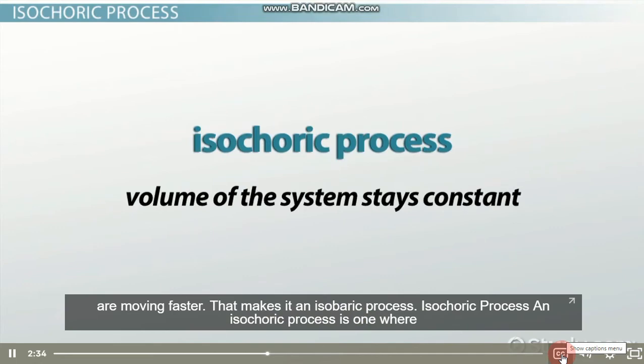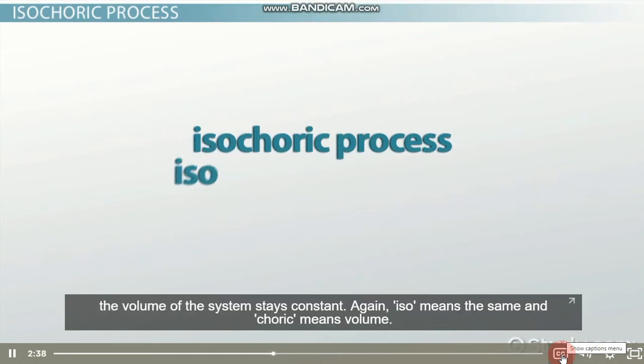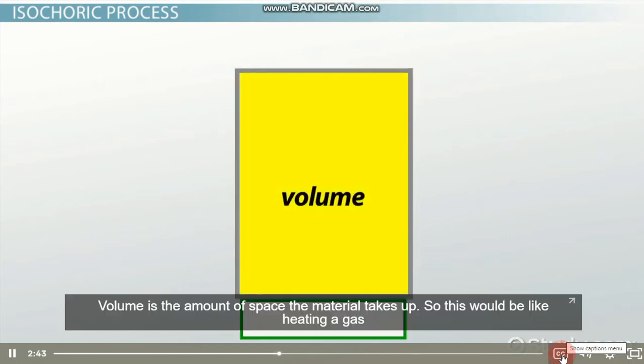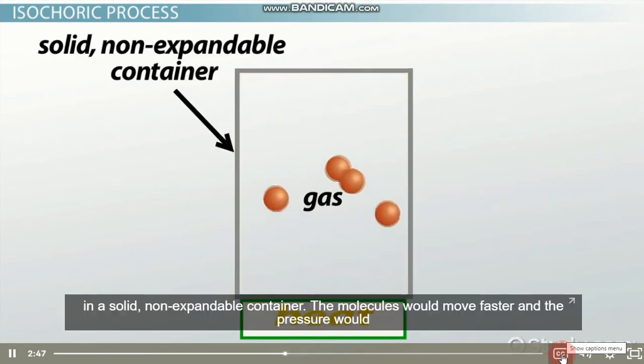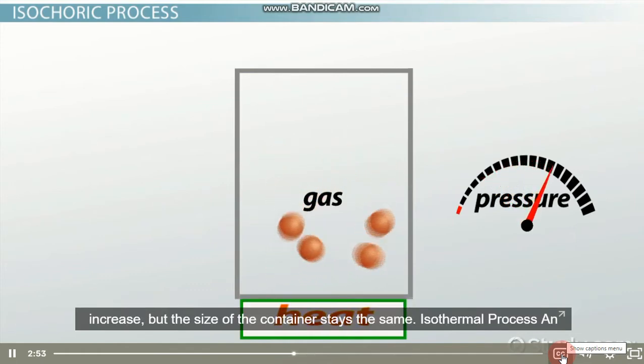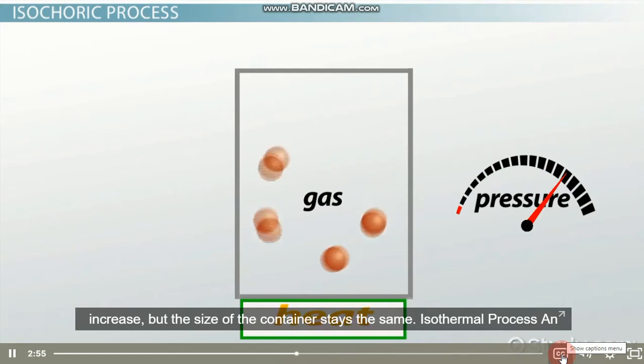An isochoric process is one where the volume of the system stays constant. Again, iso means the same, and choric means volume. Volume is the amount of space the material takes up. So this would be like heating a gas in a solid, non-expandable container. The molecules would move faster and the pressure would increase, but the size of the container stays the same.